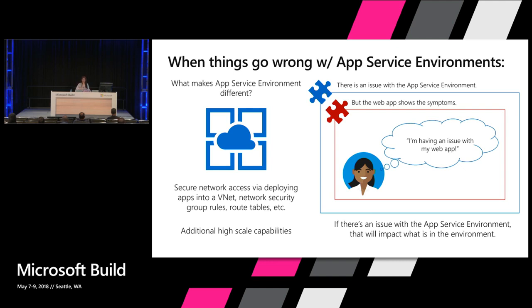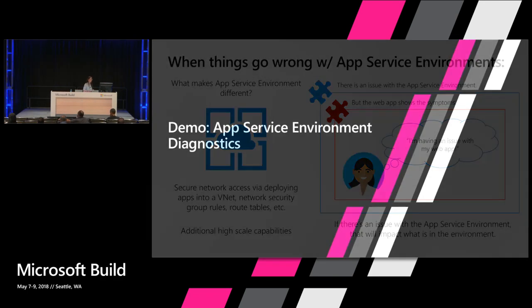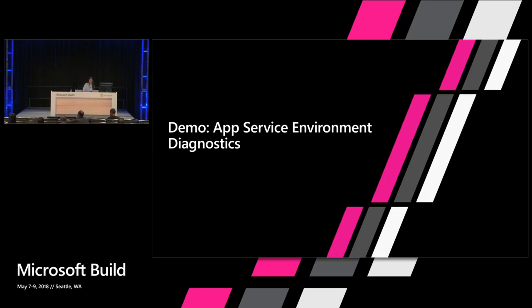You also have additional scaling capabilities like I mentioned earlier, so you can scale up to 100 different VMs. The thing with App Service Environment is that if there's an issue going on with it, that may impact your web app itself because it's running in the App Service Environment. So the symptoms would manifest in the web app, but maybe underneath there's something going on with App Service Environment. This can get a little bit tricky because you want to make sure that you're troubleshooting the right thing. So I'm going to go and figure something out with this.